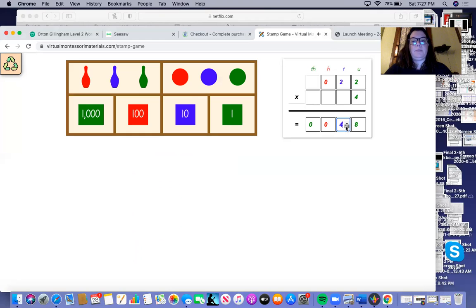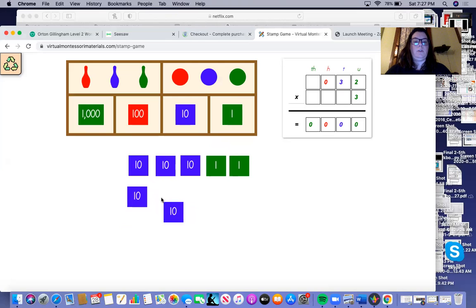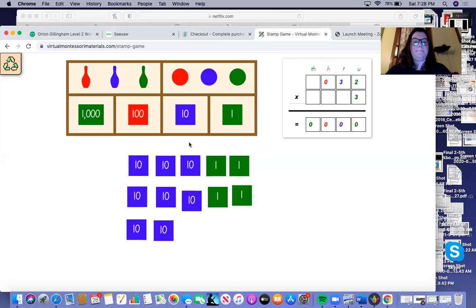Well, let's say, I'm going to put these back at 0. Let's do 32 times 3. So I'm going to have 3 groups of 32. 32. 1 group of 32. Here's 2 groups of 32. And 3 groups of 32.